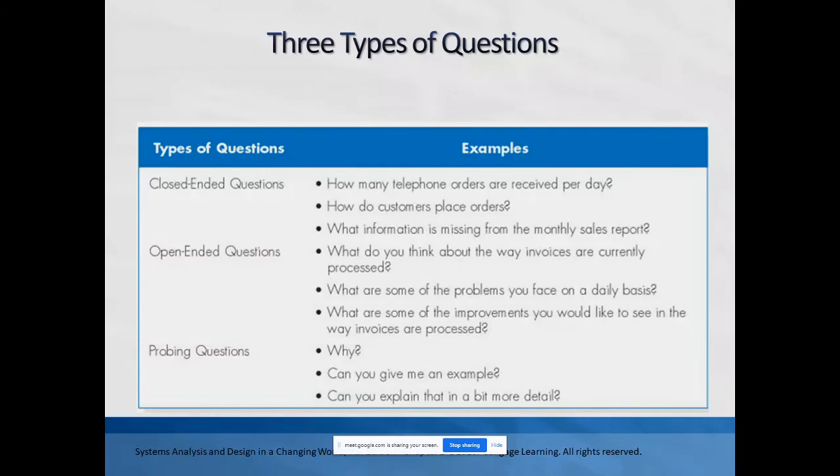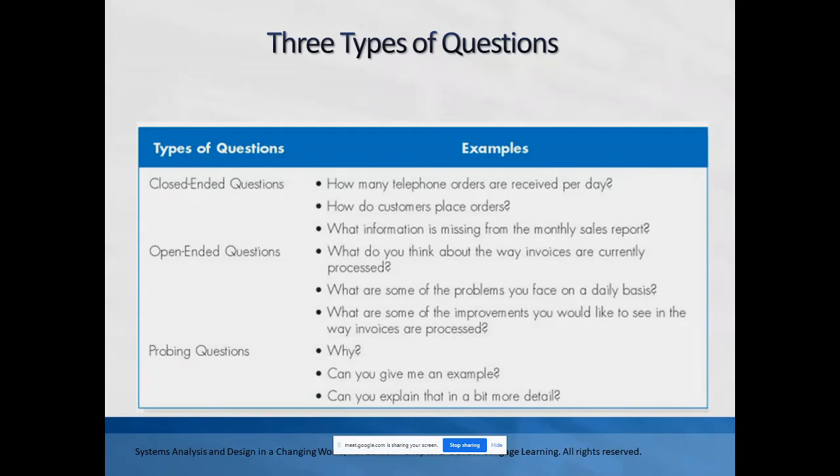Open-ended questions are more where you're asking for their perception or interpretation of things. What do you think about the way invoices are currently processed? What are some problems you face on a daily basis? Things like this. And really, the best information you're going to get for moving to the so-called 2B system will be with the open-ended questions.